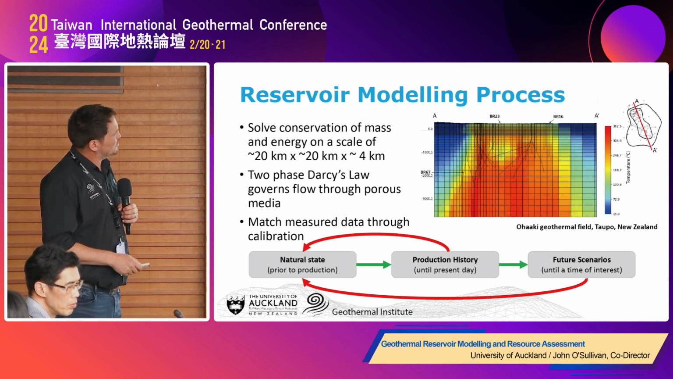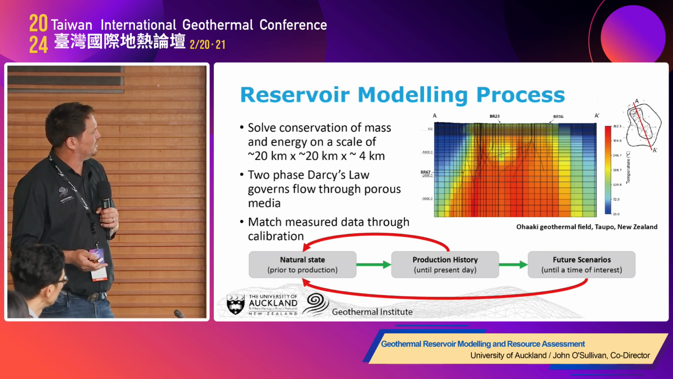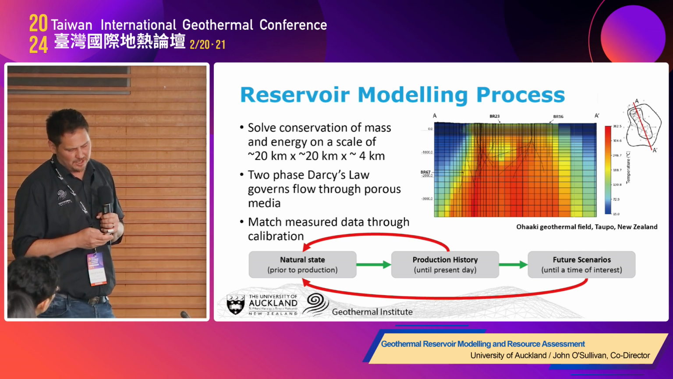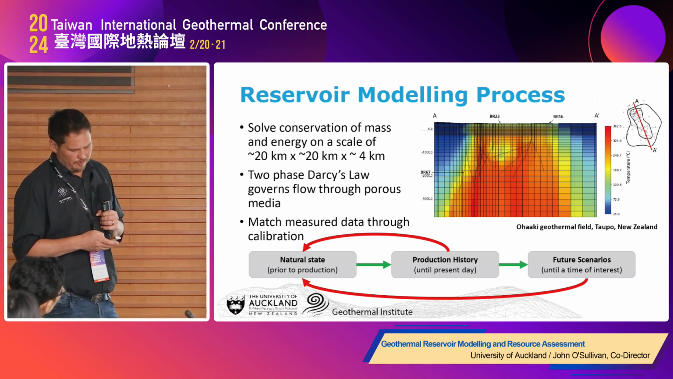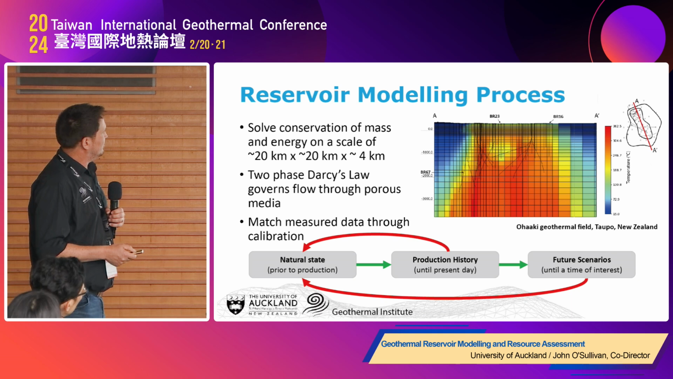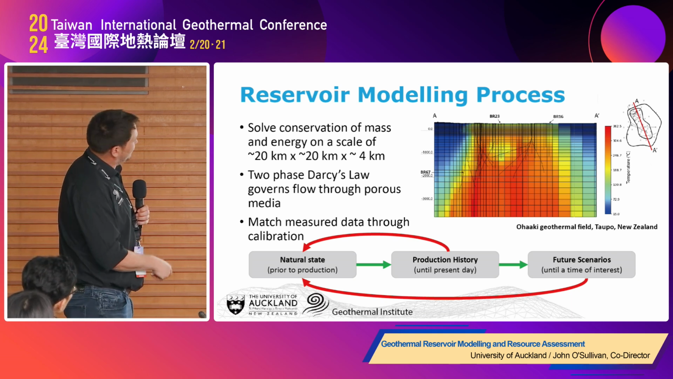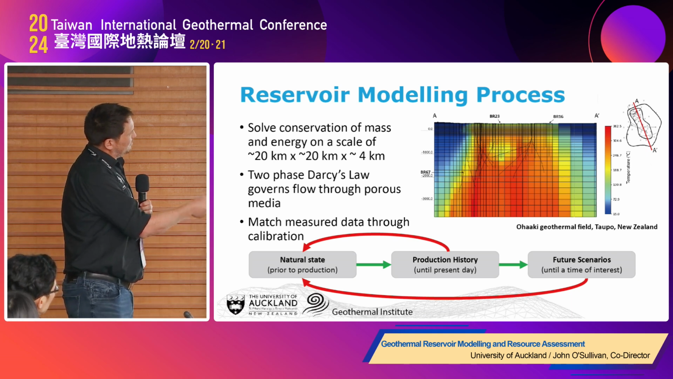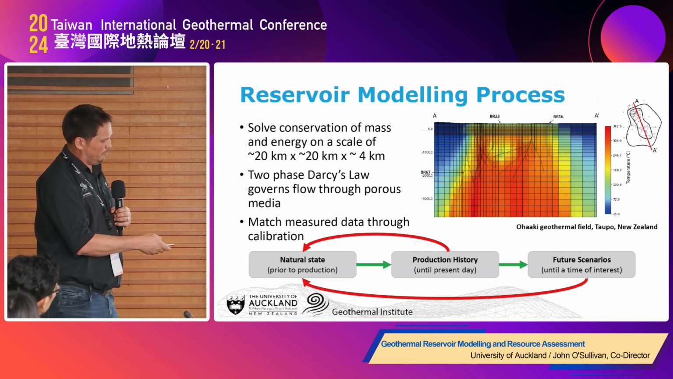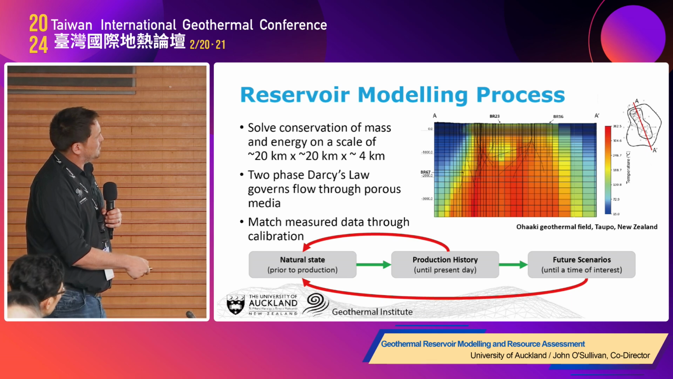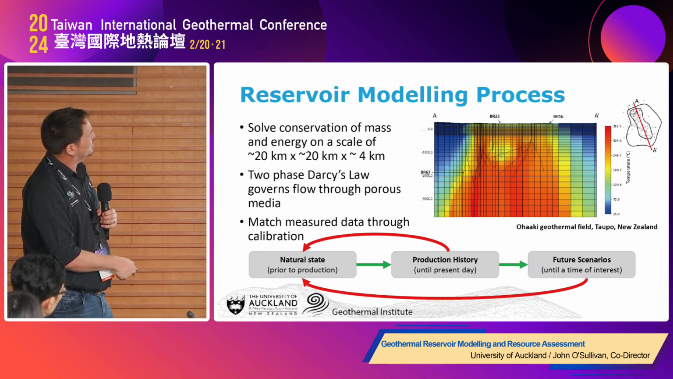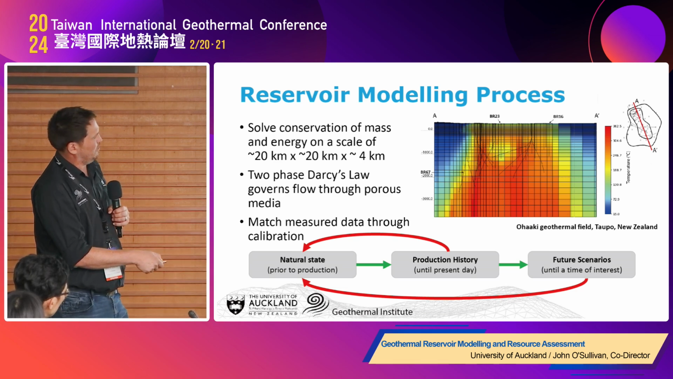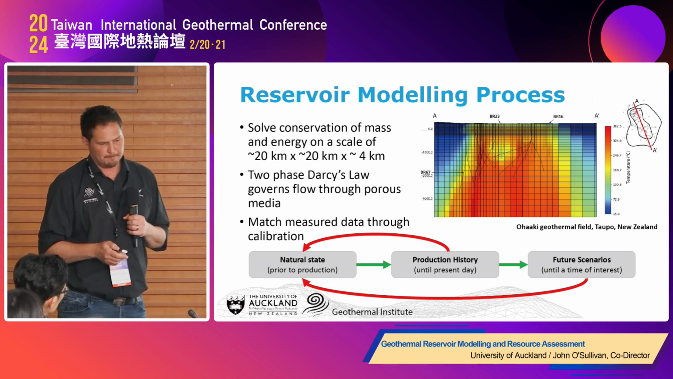And then we run the production history, which is where we represent what's happened since people started drilling wells and changing the reservoir's conditions. And then you run forecast scenarios. And the calibration process, you have to calibrate the natural state, you have to calibrate the production history, and it's iterative and circular, so that if you make changes to fit your production history, you have to go back and rerun your natural state. And every time you change your natural state and production history, you need to rerun all your future scenarios again.